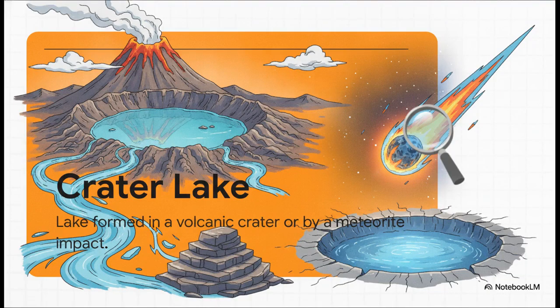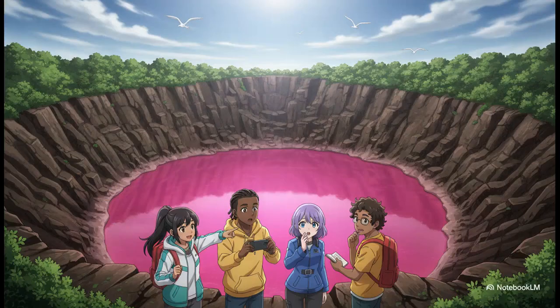To get our heads around the next one, we need to know what a crater lake is. Usually, lakes form slowly over time, but a crater lake is born out of pure destruction. It happens when a volcano collapses into a caldera, or when a massive meteorite violently slams into the earth and leaves a giant scar. And that kind of cosmic impact is exactly what created Lonar Lake in Maharashtra.